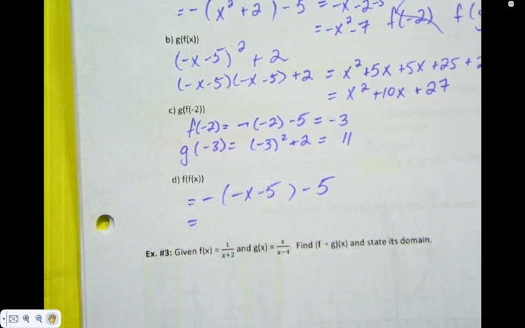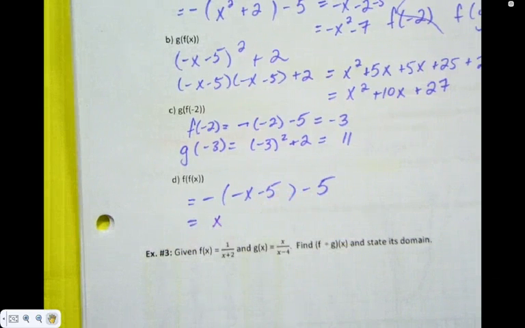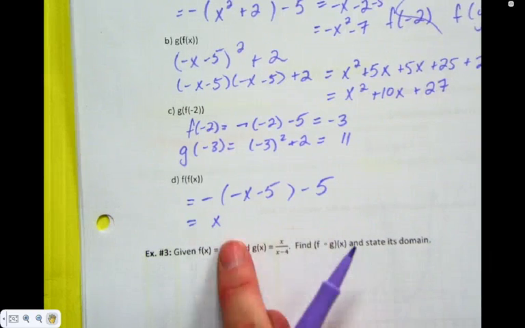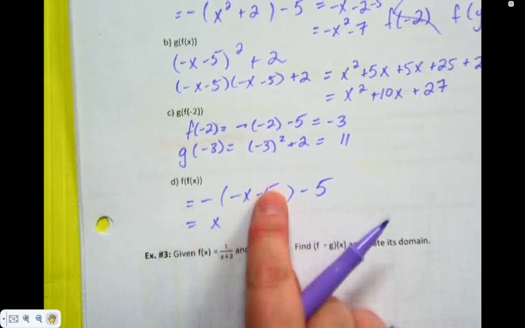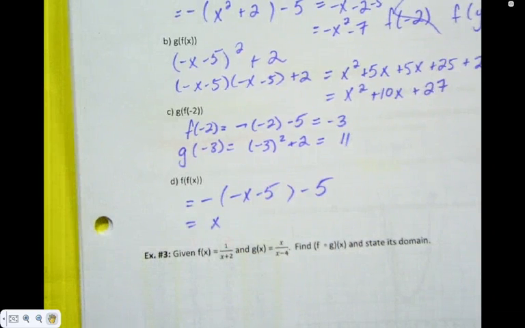What happened to the numbers? Well, 5 times negative 5 times negative equals plus 5, and plus 5 minus 5 is 0. Negative x times negative is x.